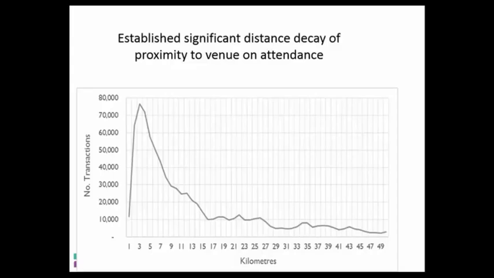And in fact there is an extremely steep distance decay of certainly the vast majority or the greatest likelihood of attending is from within about 16 kilometres. After that there's a very gradual tail off. So I was able to establish there is a significant distance decay, proximity to the venue in attendance, which does have implications in terms of thinking about local funding of arts venues.